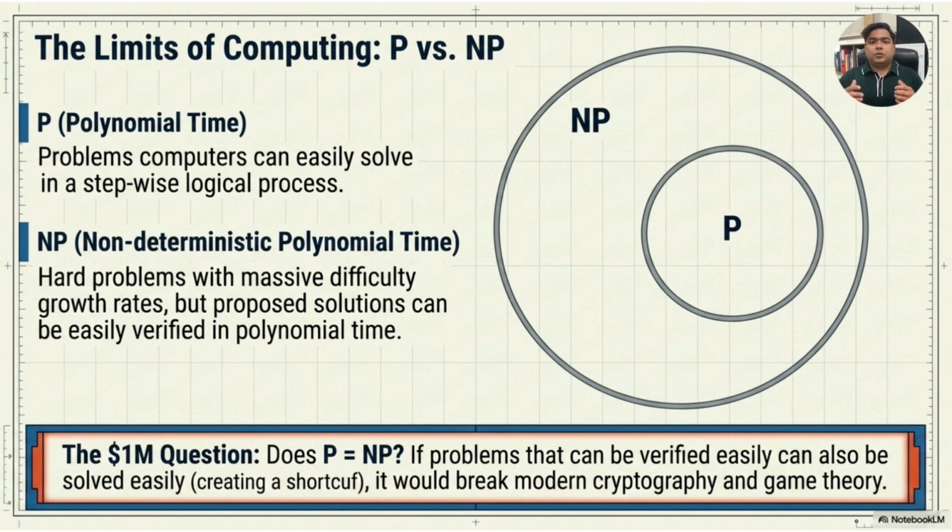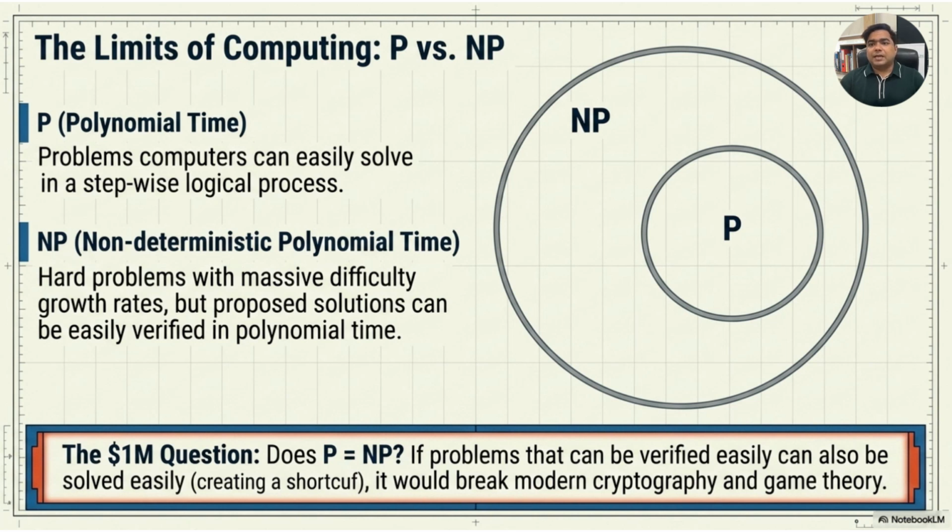This slide introduces one of the most important questions in computer science: P versus NP. First, let us understand P. P stands for polynomial time. These are problems that computers can solve efficiently using a step by step logical process. In simple terms, P problems are considered relatively easy for computers to solve.